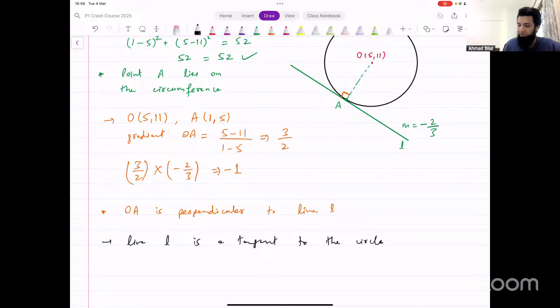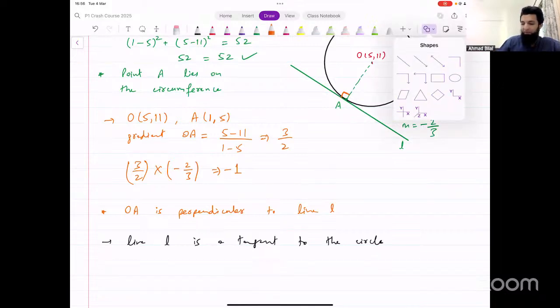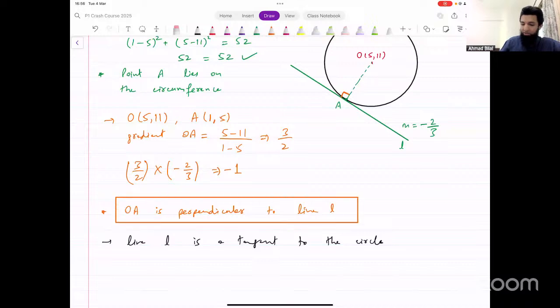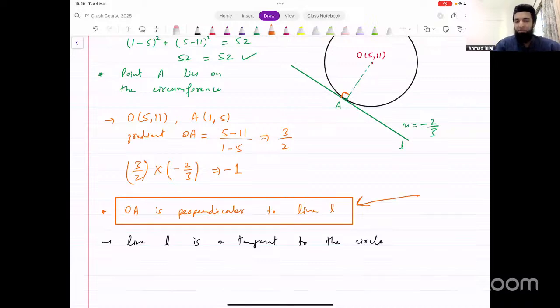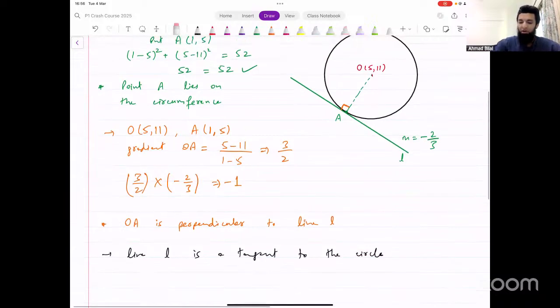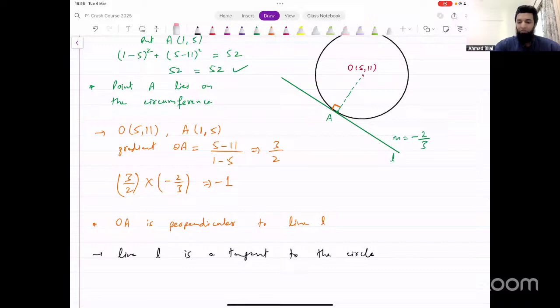Both of these things together mean that the line L is a tangent to the circle. Now, some of you might be thinking, or if you've attempted this question already before, you might have thought at first that just proving that they are perpendicular is sufficient. But that's not sufficient, because I can give you an example in which OA would be perpendicular to the line L, but still it would not be a tangent.